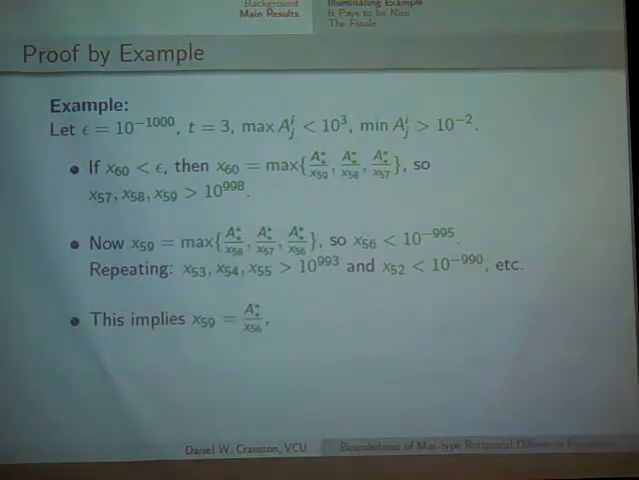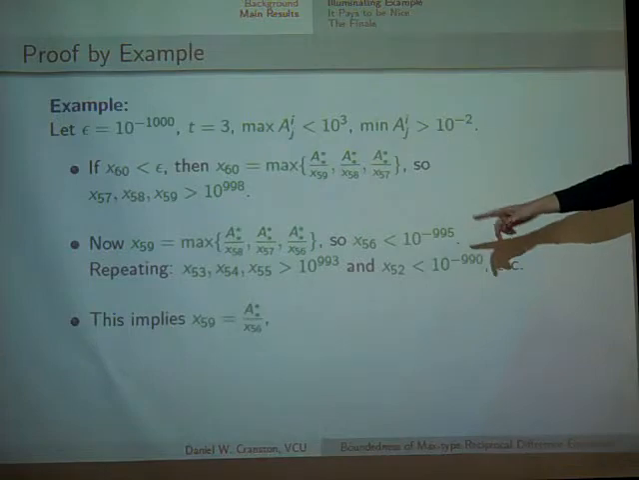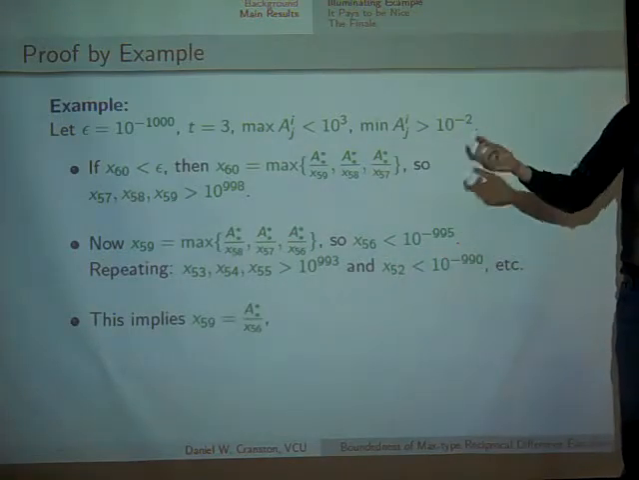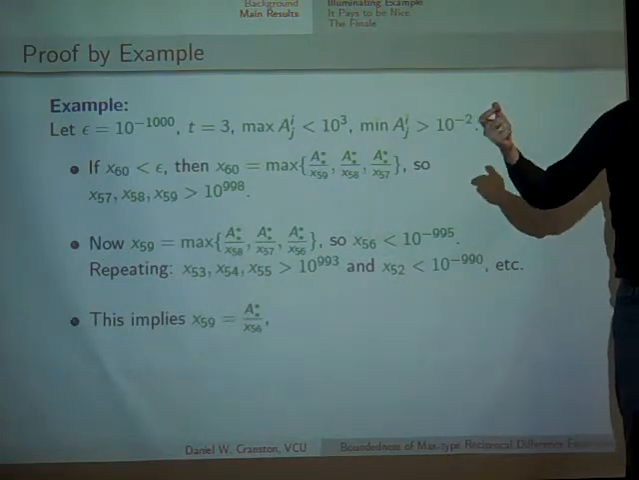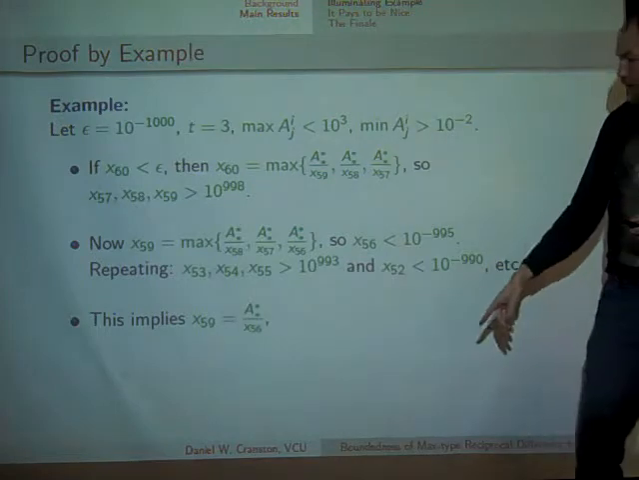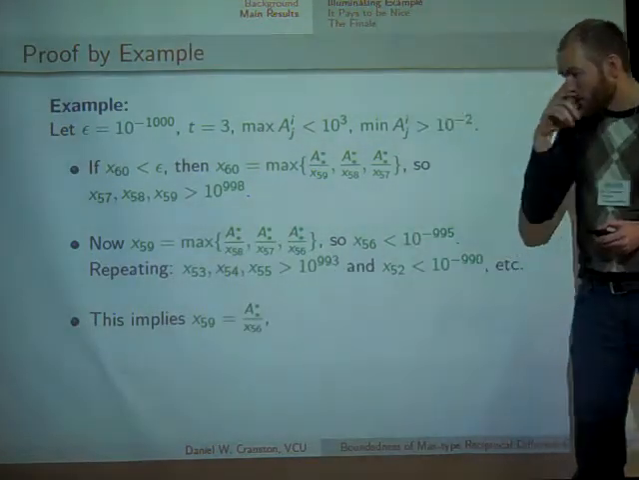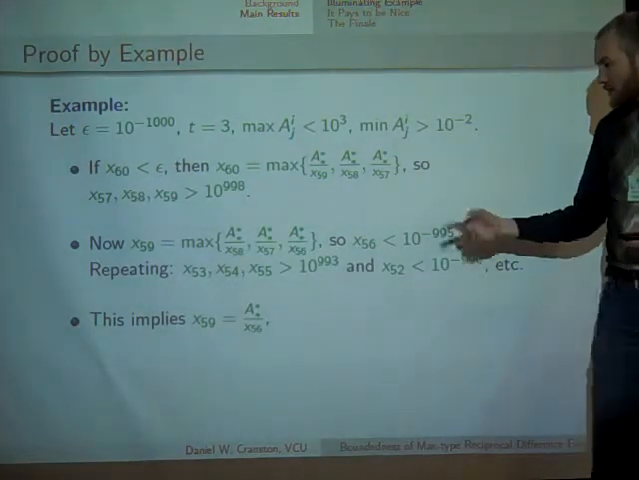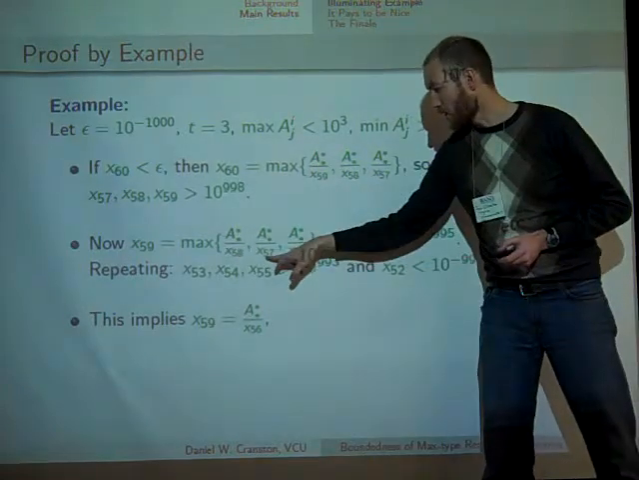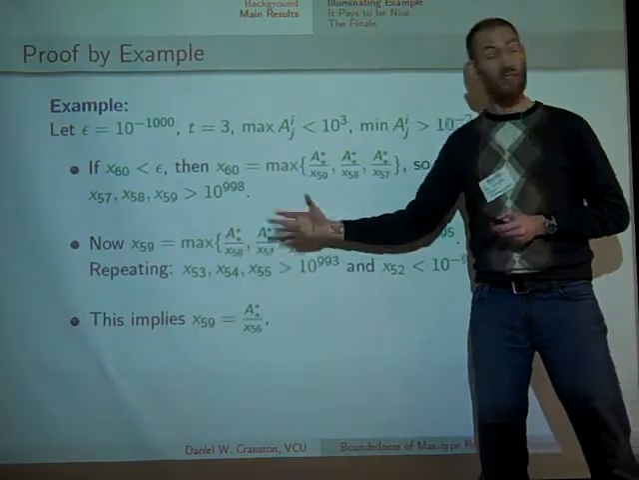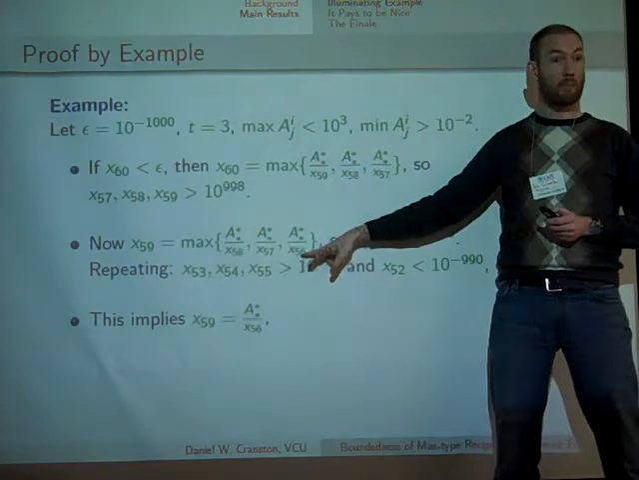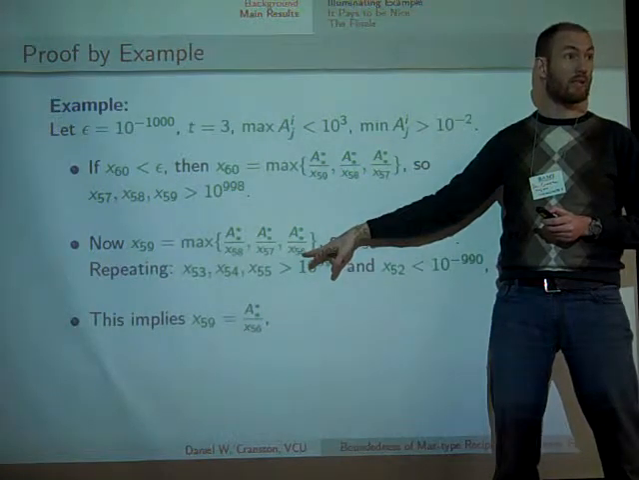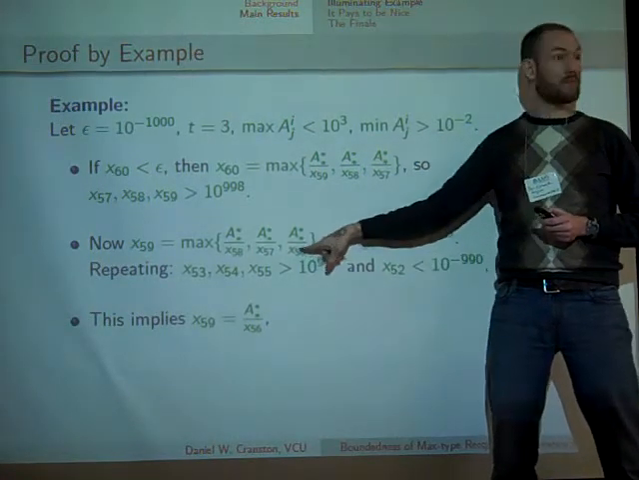Okay, and then further, now let's look at x59. We said that we could actually tell you exactly what it was. It was in terms of x56. Well, why is that? If you look at x59, you know that these two terms are dividing by something really big, so they're going to be really small. This one is dividing by something really small, so it's going to be really big. So obviously, the max of those three is going to be this one.